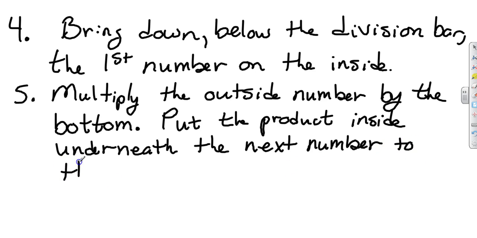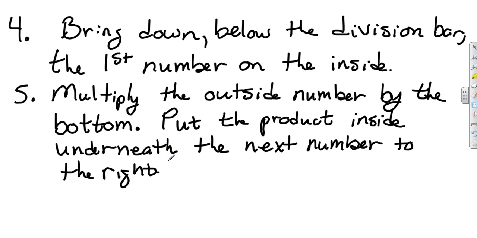And again, since we're starting all the way to the left, it'd have to be the next number to the right. So taking the outside number, multiply it by the bottom number, and that's going to go on the inside of the next number. So we're taking the number here, multiply these two. This answer is going to go on the inside underneath the next number.